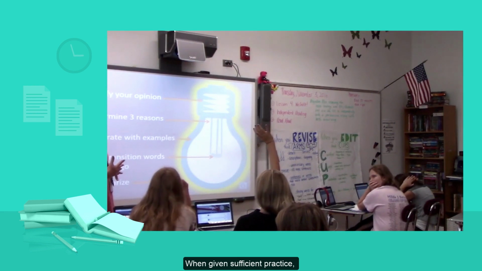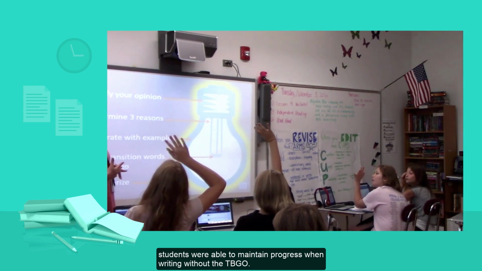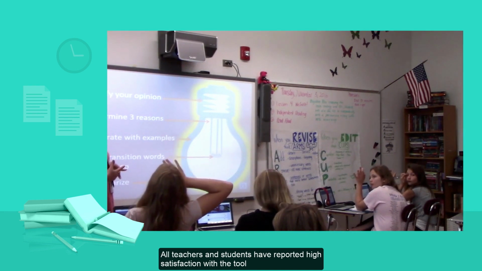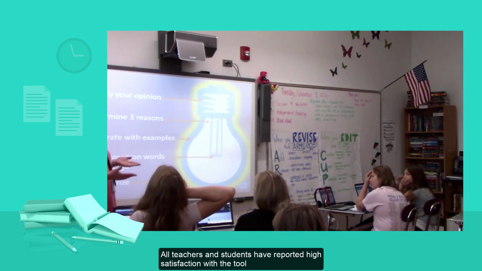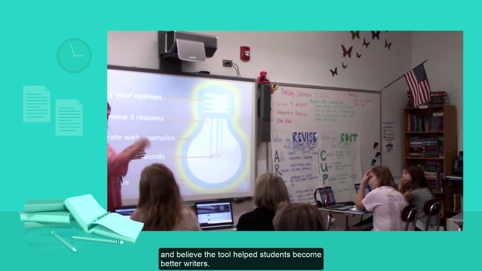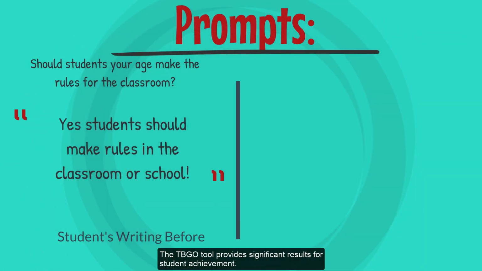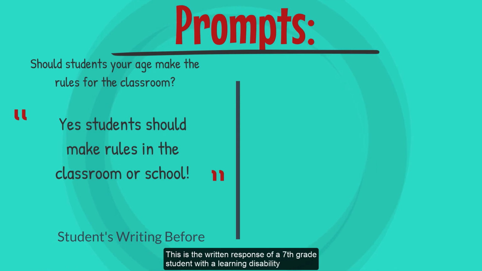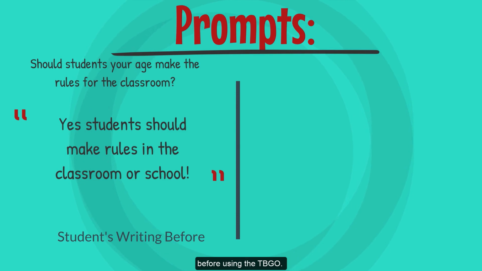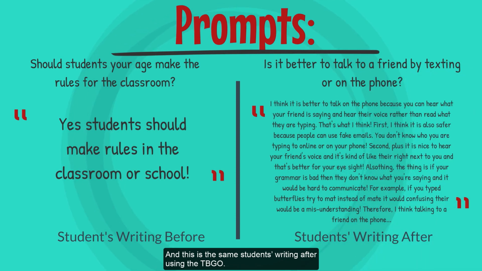When given sufficient practice, students were able to maintain progress when writing without the TBGO. All teachers and students have reported high satisfaction with the tool and believe the tool helps students to become better writers. The TBGO tool provides significant results for student achievement. This is the written response of a 7th grade student with a learning disability before using the TBGO. And this is the same student's writing after using the TBGO.